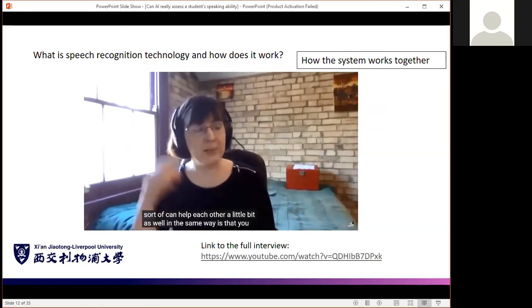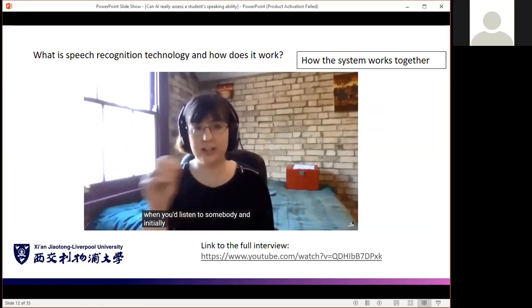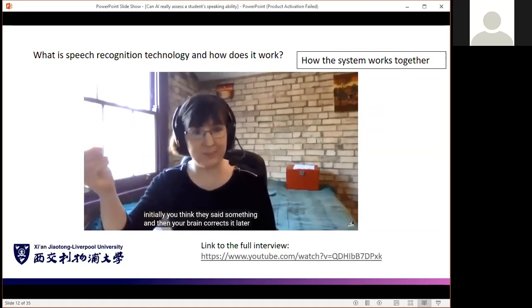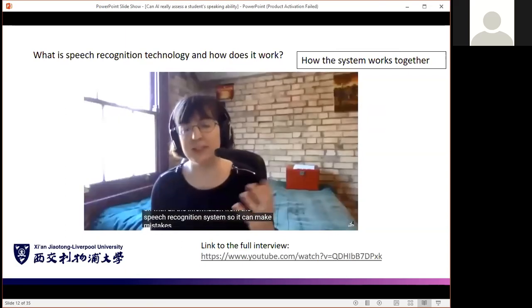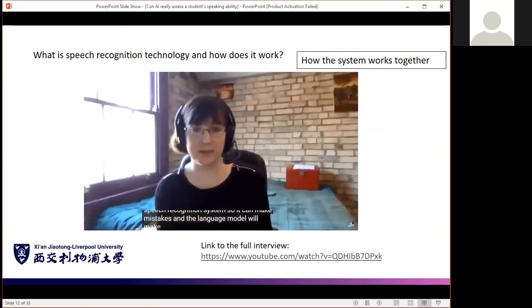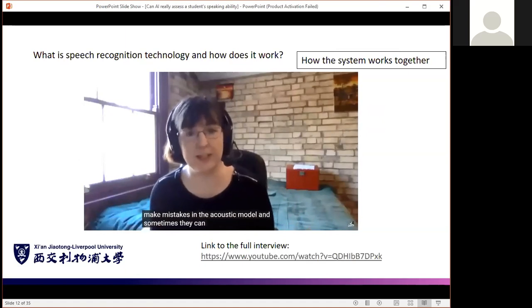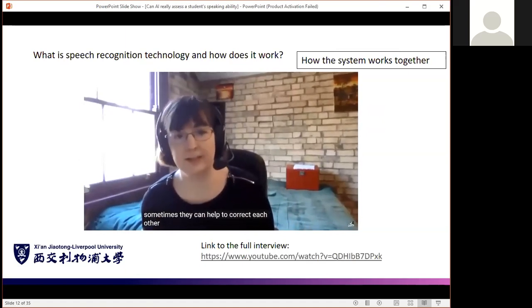In the same way that when you listen to somebody, initially you think they said something and then your brain corrects it later, I think something similar goes on with all the information from the speech recognition system. So it can make mistakes in the language model or in the acoustic model, and sometimes they can help to correct each other.